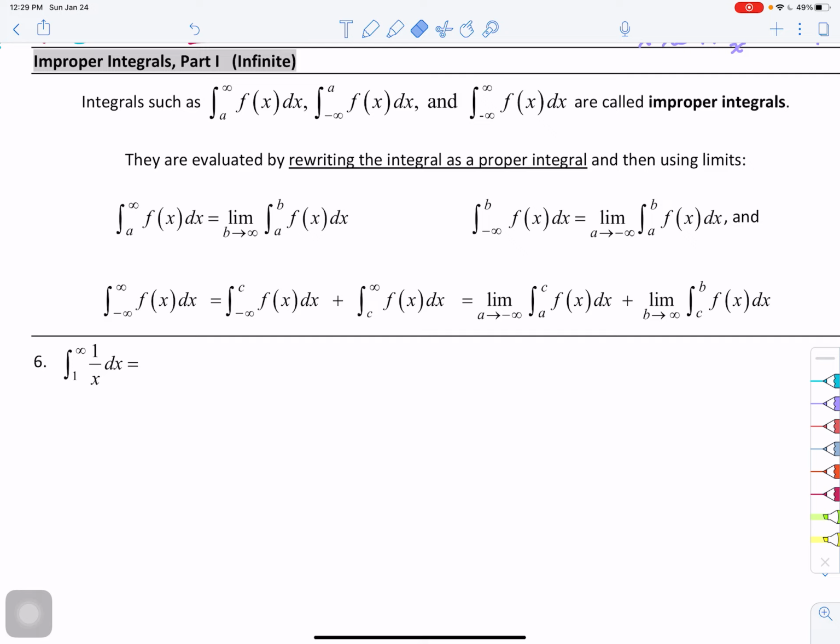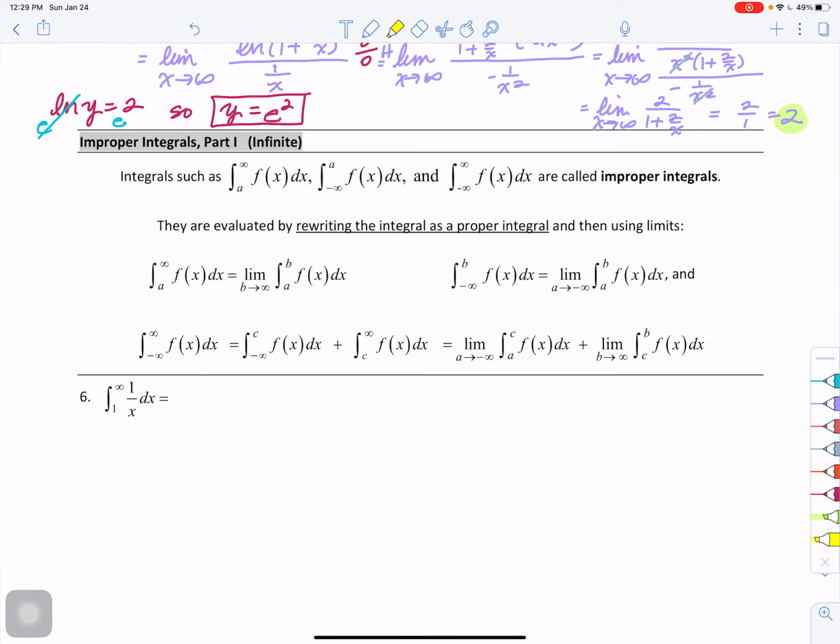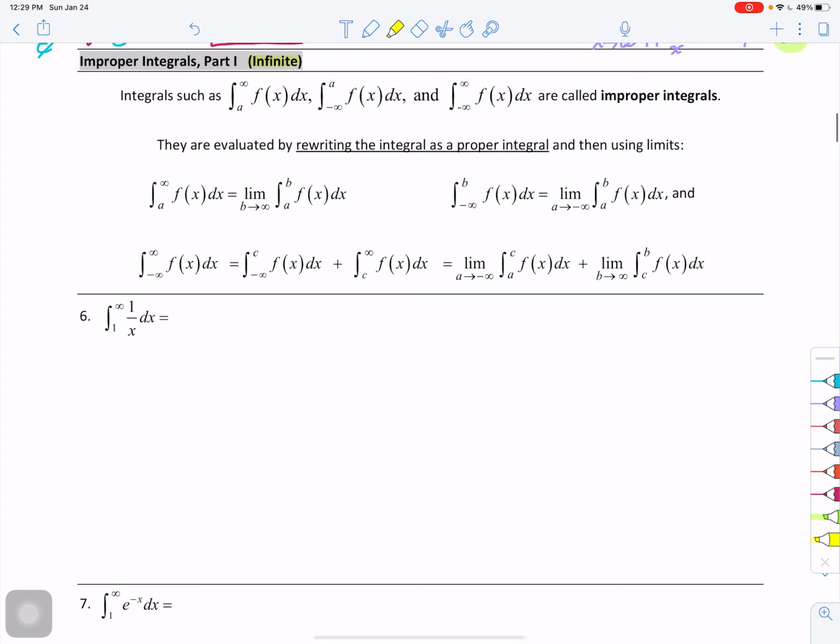Three improper integrals. Now that we have mastered the advanced techniques of L'Hopital's rule, we will use those techniques to evaluate improper integrals. The first improper integral we will look at will be what we call an infinite improper integral.